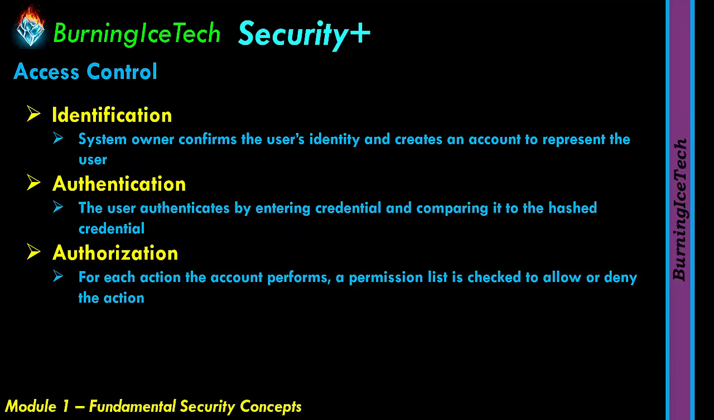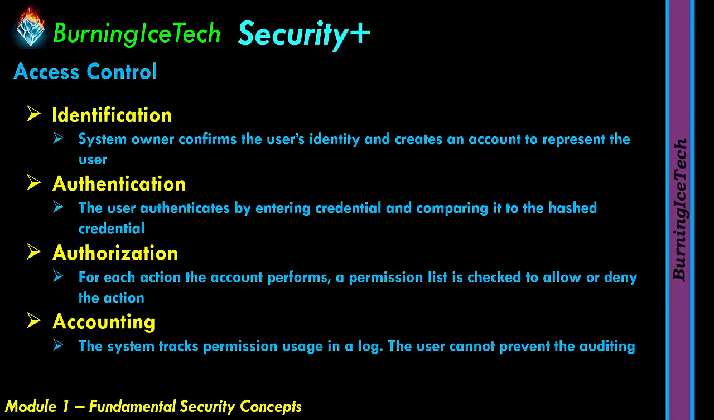Lastly, folks, the fourth thing I'm going to mention here under access control, which is the last one, is accounting. Now, accounting, the name alone should tell you what you need to know. So this is to basically kind of sort of keep logs of sorts. So the system tracks permission usage in a log. The user cannot prevent the auditing.